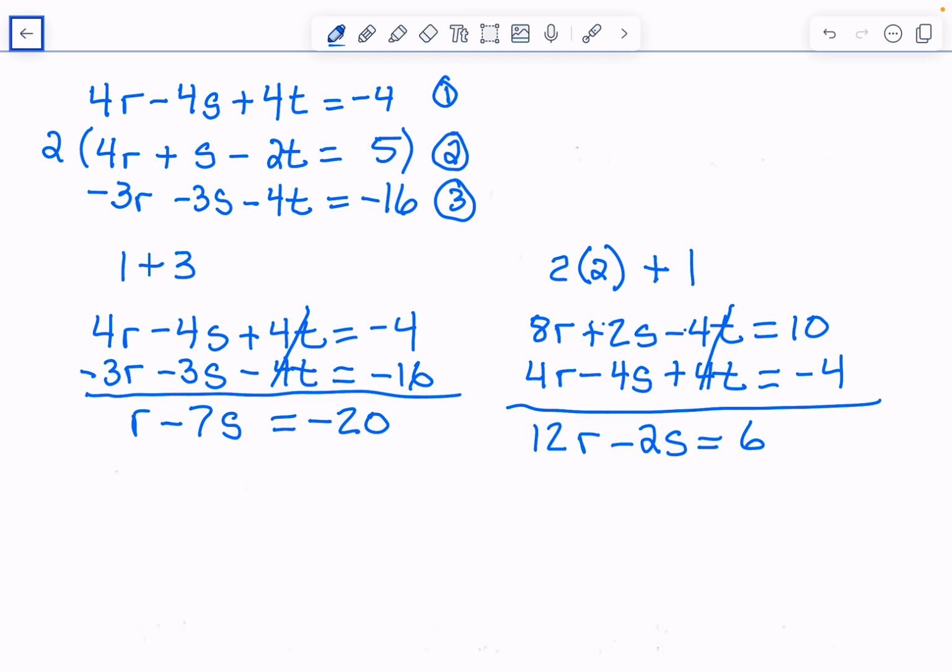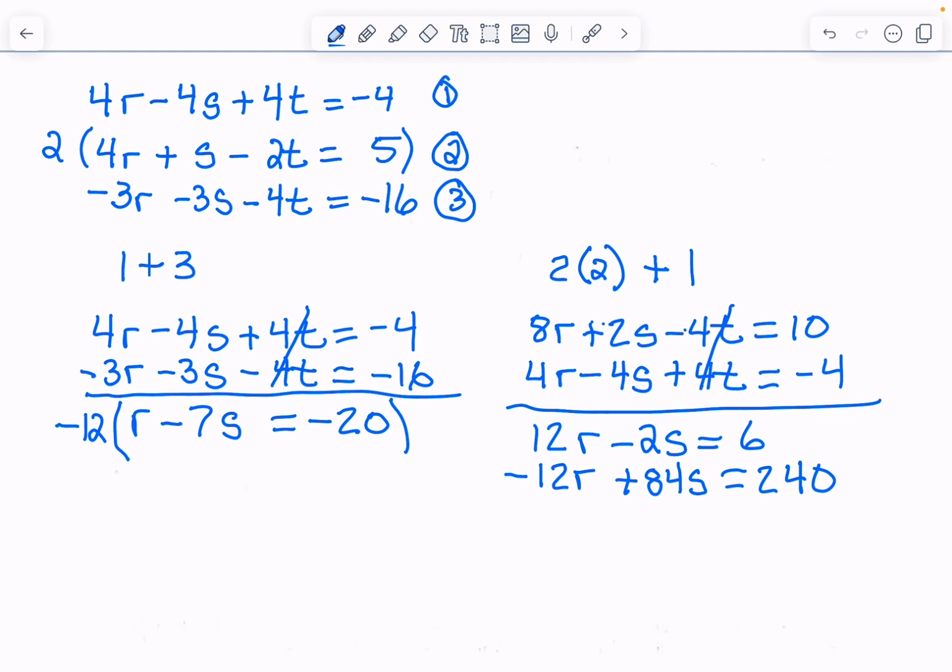Okay, now, I multiplied this new equation down here by -12. And this way I can eliminate the r's. I know numbers get a little big, but that's why we have calculators. This is -12r. -12 times -7 is positive 84s is equal to 240.